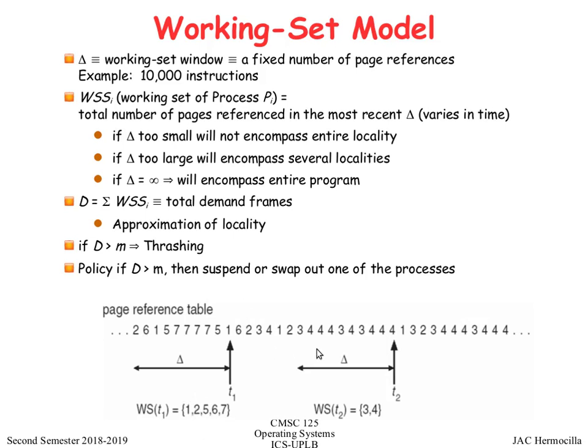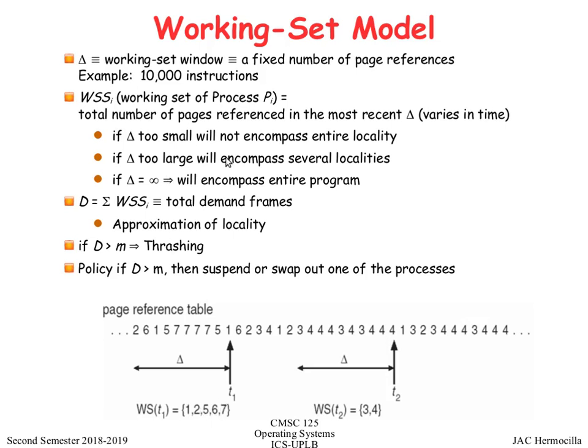Now, at time 2, if you have this delta of 10, the working set will be different. It varies over time, because at this point in time, given the delta of 10, the working set will be 3 to 4. So the idea of the working set model is you try to load these pages, because they will be needed by the process. Okay? So that's the idea.